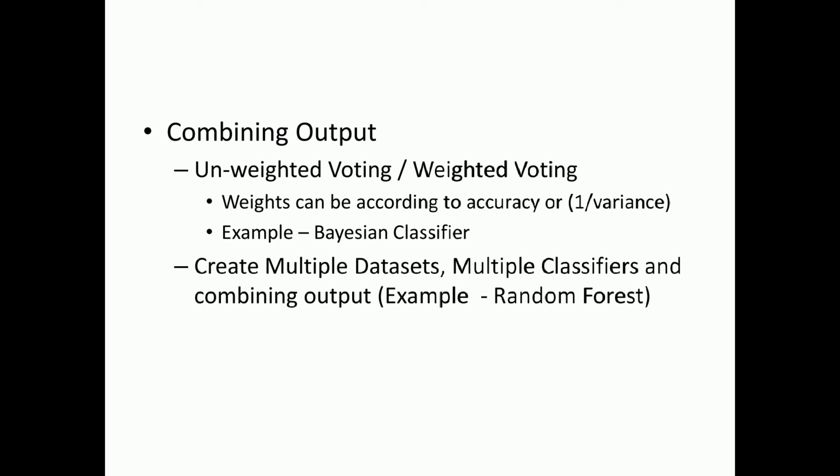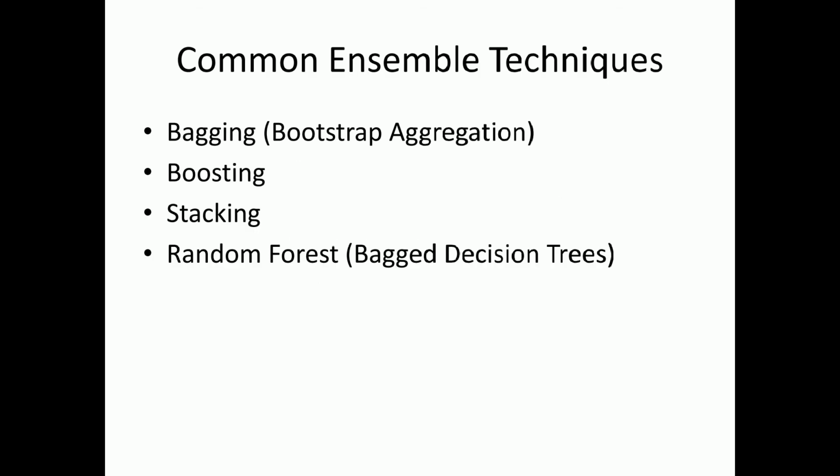In the combined output, unweighted voting or weighted voting are the choices. Weights can be assigned according to the accuracy of the model, or it can be one by variance. For example, a Bayesian classifier can be the best example of this, and we can create multiple data sets with multiple classifiers and combine the output of those, for example random forest. What are the common ensemble techniques? Bagging, boosting, stacking, and random forest are the common ensemble techniques. Bagging is nothing but bootstrap aggregation, and random forest is also sometimes called bagged decision trees.